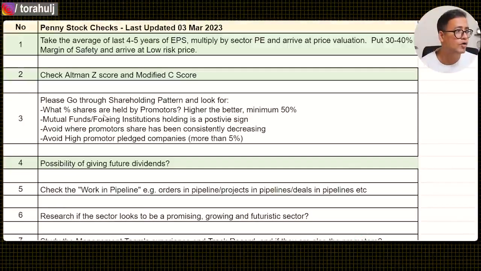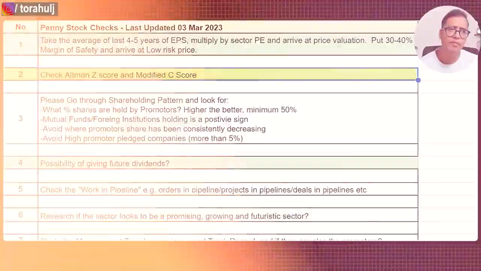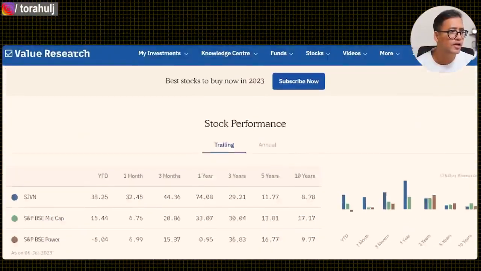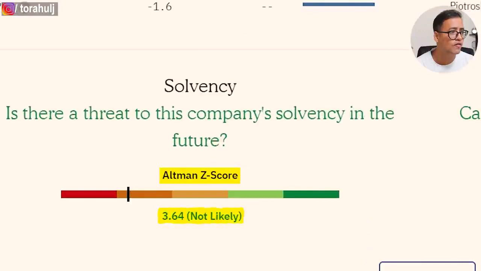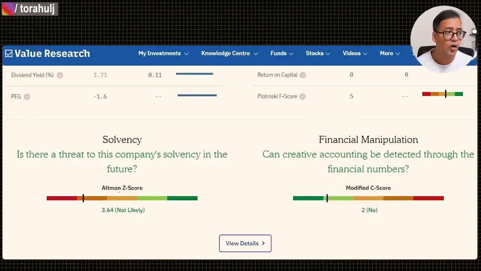Let us go back and have a look at check number 2, which is the Altman Z score and modified C score. Let me quickly show you. So this is SJVN Limited, and if you come down here, you will see the solvency ratio, which is the Altman Z score. What this simply means is, is this company going to be solvent in the next few years or not? So if you look at this, it is not likely to be in trouble.